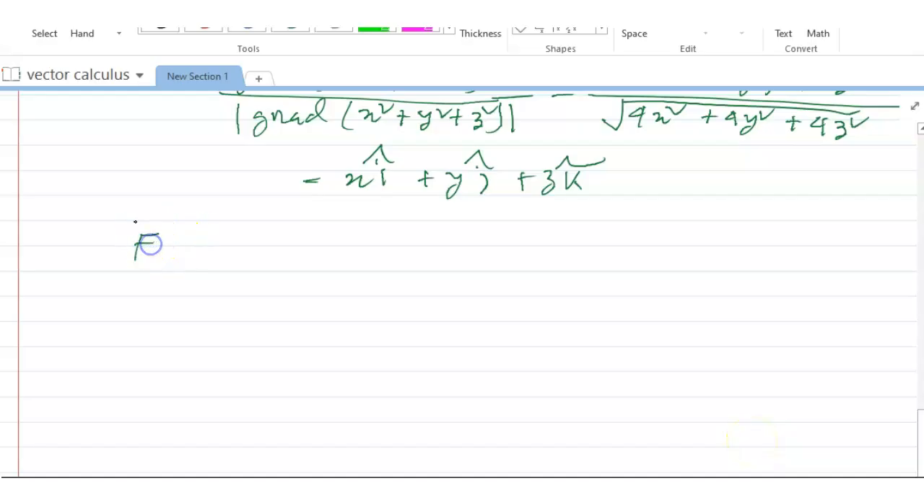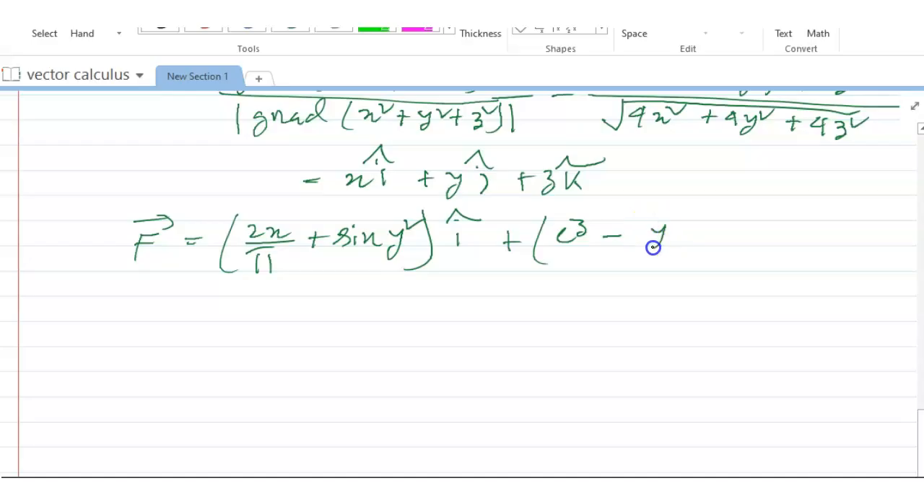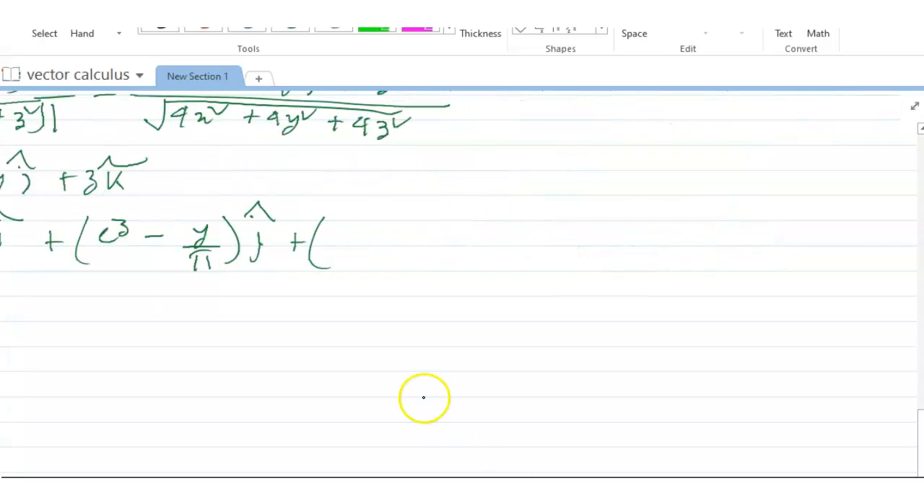Now how can I get the value of F? F is equal to (2x by pi plus sine y square) i plus (e to the power z minus y divided by pi) j plus (2z divided by pi plus sine square y) k.